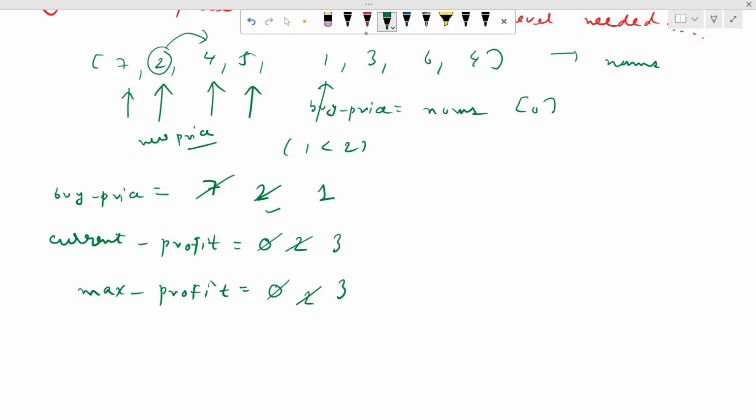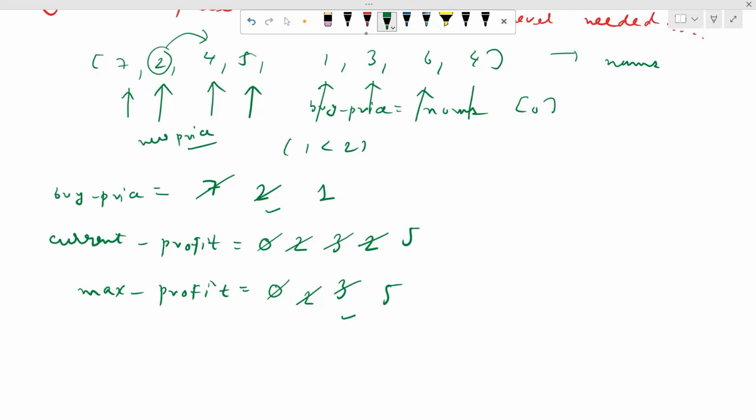Now we'll check this thing. Increment our pointer to 3, and 3 minus 1 equal to 2. But our current max profit will remain as it is since 2 is less than 3, right? Moving on to 6, as we can see, 6 minus 1 equal to 5, and our current profit will be equal to 5, and max profit will also be equal to 5 since 5 is greater than 3, right?